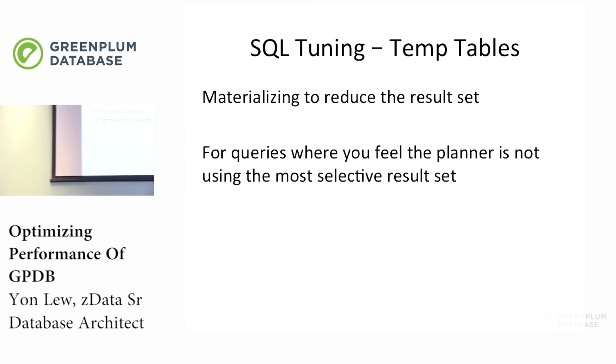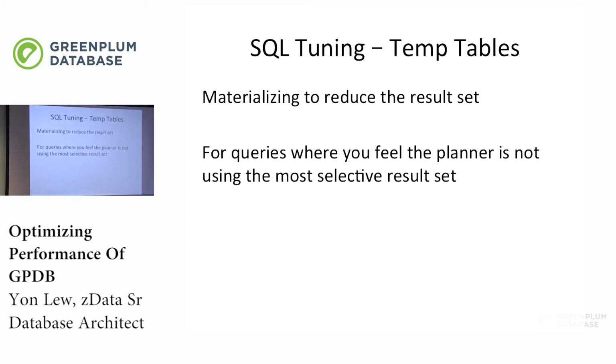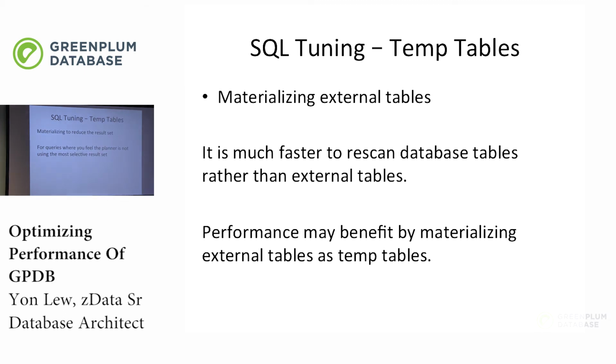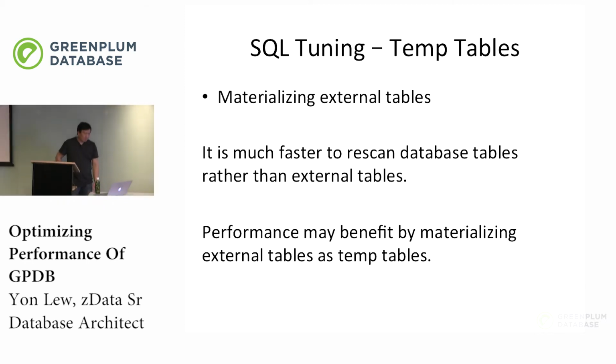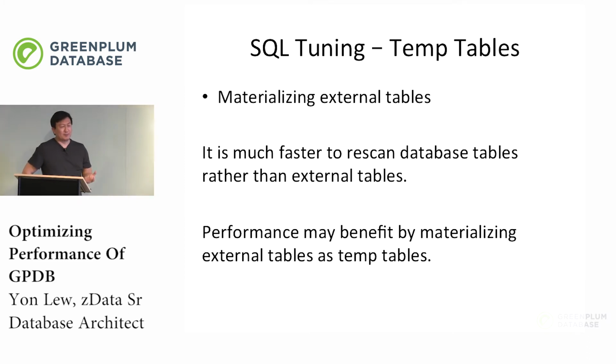So I also mentioned materializing to reduce the result set. You can do that for a complex query where you don't think the planner is selecting the most selective result set out of the box. Finally, there is materializing external tables. External tables are not reading from database files. They're reading an external source like a flat file or something. And if you're running complex queries against external tables as part of your ETL process, you can often see an increase in performance by materializing those external tables as temp tables and then doing your transforms or your joins against them.